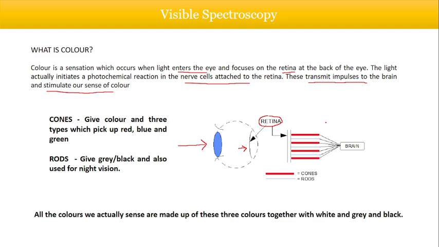The cells which are present in our eyes include the cones and the rods. The cones give color, and there are three primary colors: red, blue, and green. The rods play an important role in night vision, and they give us the gray or the black color. So all the colors that we sense are made up of the three colors along with white, gray, and black. The primary colors along with the gray and black are combined to give us the colors which we see in our daily life.